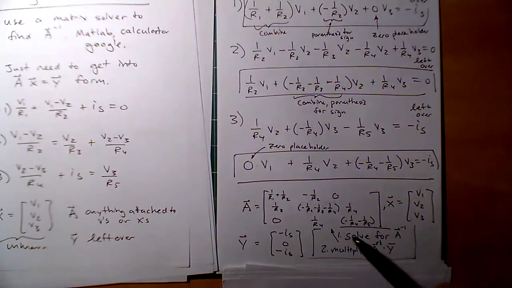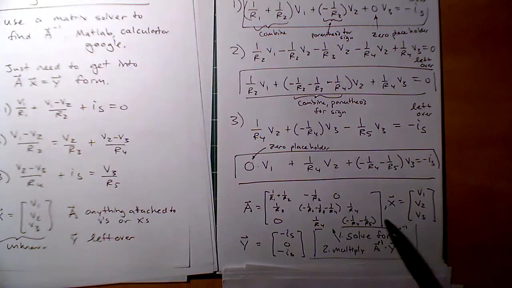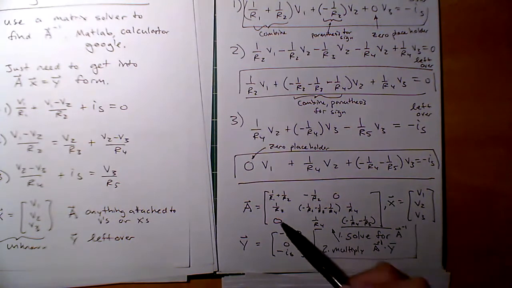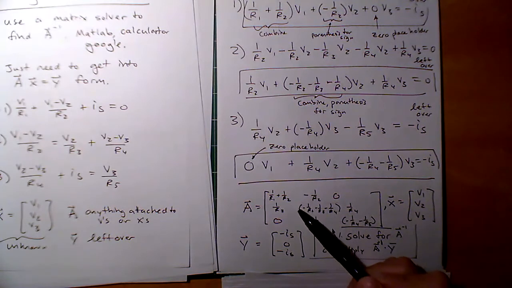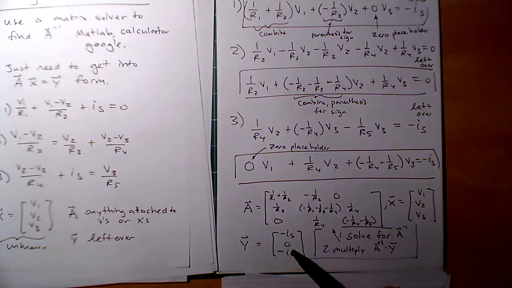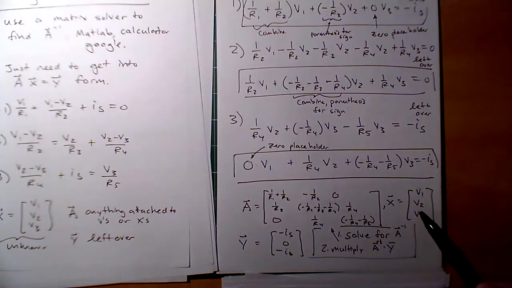Boom. So all you got to do is punch this in your calculator, hit the inverse, and then multiply it by this guy. And at this point, all of these are numbers. Remember R2, I think, was like 2, and IS was like 1 amp. Okay, so now we punch all these in your calculator, and that'll give us these unknown values.